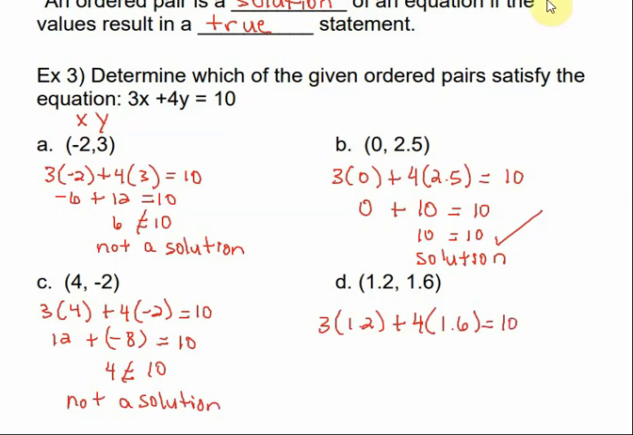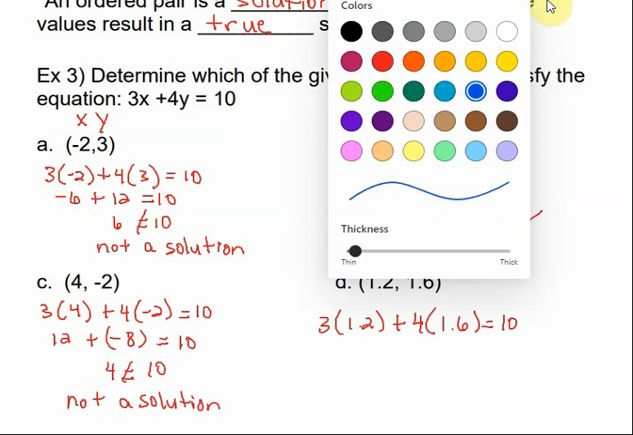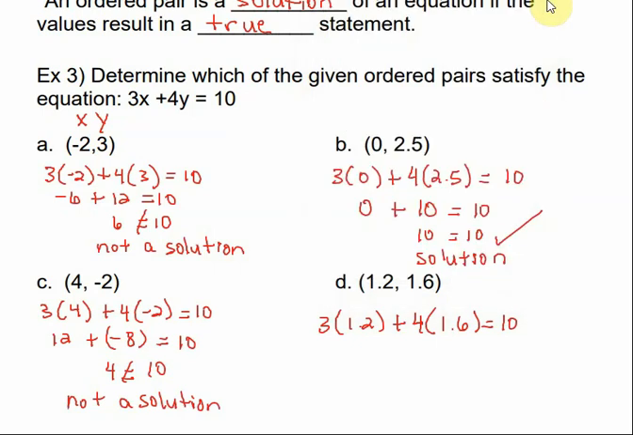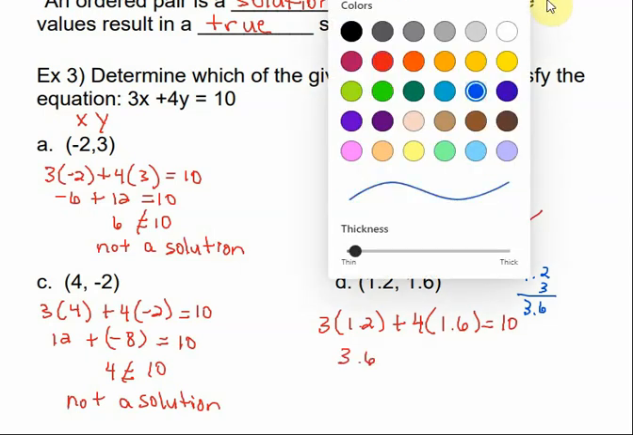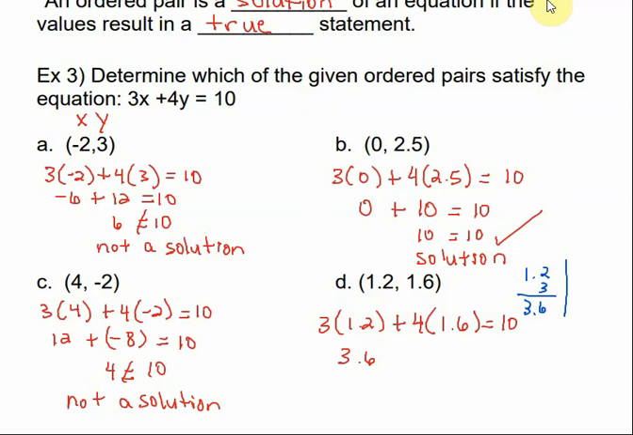All right, so let me come over here to the side to multiply these decimals. Okay, so if I'm going to multiply 3 times 1.2, 3 times 2 is 6, and 3 times 1 is 3, so that's 3.6. And then if I multiply 4 times 1.6, that's 6 times 4 is 24, and then 4 times 1 is 4, plus 2 would be 6.